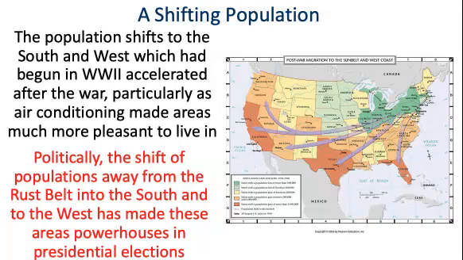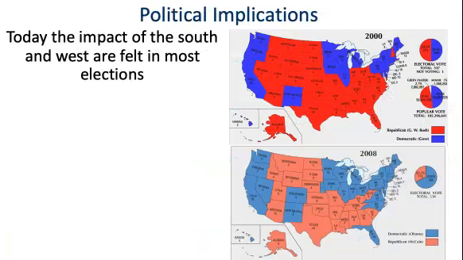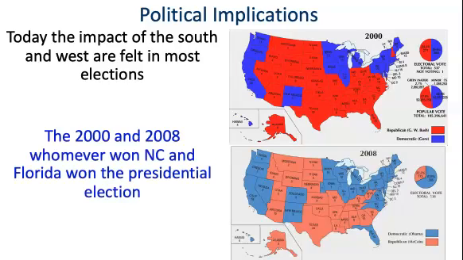Now, politically, the shift of populations away from the Rust Belt into the South and into the West have made these areas powerhouses in presidential elections. Today, the impact of the South and West have been felt. For instance, the 2000 and 2008 elections went to whomever won North Carolina and Florida. Huge, huge result. And this is a result of this movement South and the movement West.